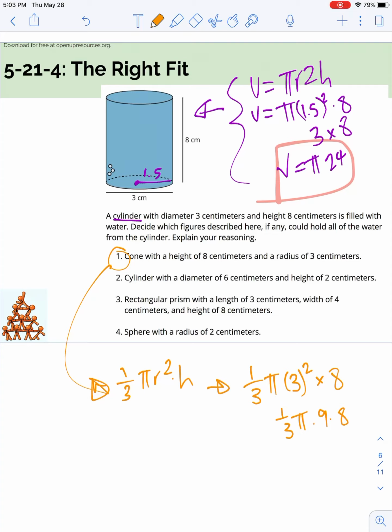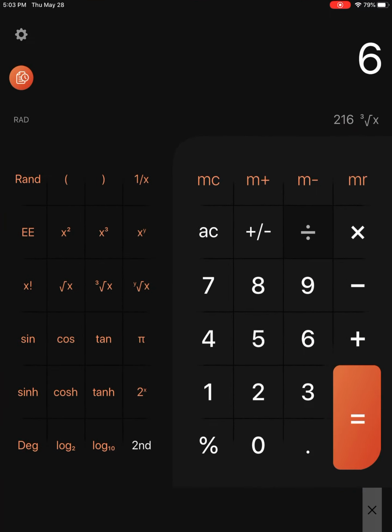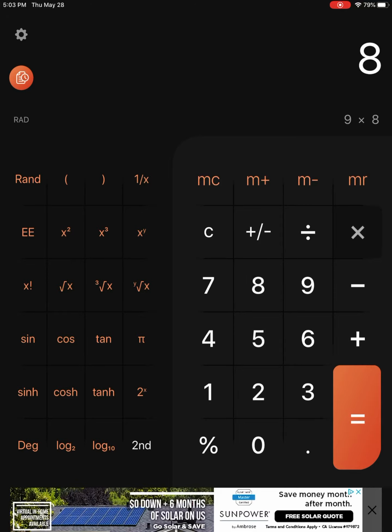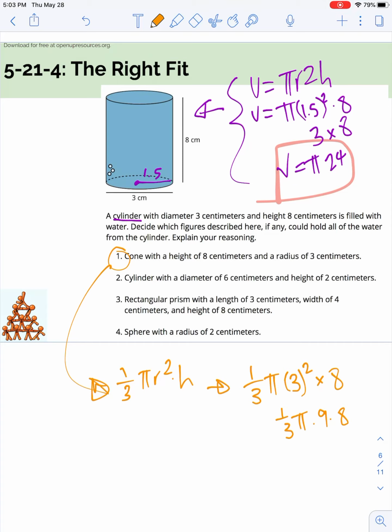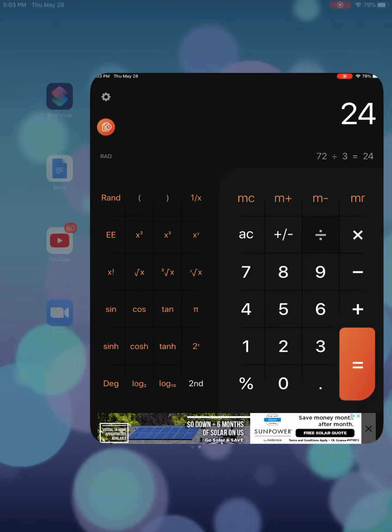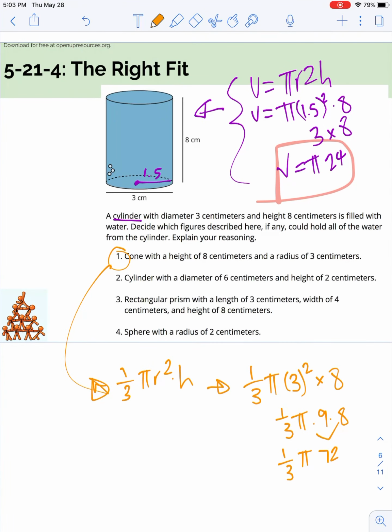So 1/3 pi times 9 times 8. Oh gosh, what is 9 times 8? 72? That's really bad and embarrassing that I don't know that anymore. Phew, I do know it. 72 pi 1/3. So don't worry about the pi. You just divide 72 by 3, which is, I think, 12. No, 24. I was halfway there. So then this ends up being 12 pi.